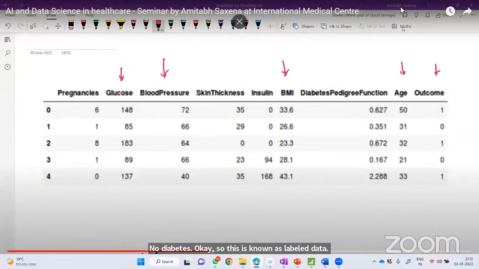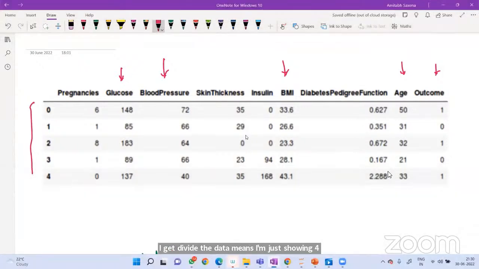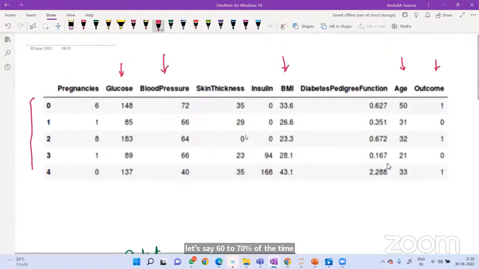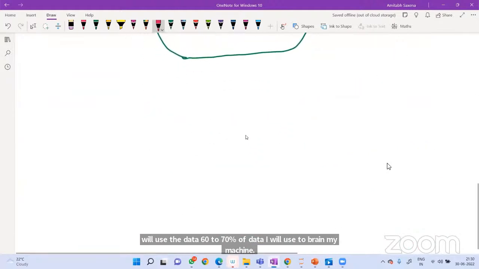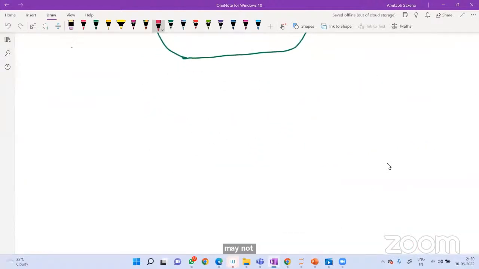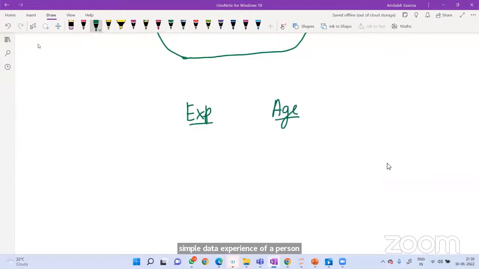I have got, let's say, lots of data with me. I can divide the data, I'm just showing four here, there could be 400 as well. So I'll divide the data, and 60 to 70% of the data I will use to train my machine. Let me take a simple example, because many of you may get overwhelmed with so much data. Experience of nurses or hospital staff, let's say, and age. Now I collected some data.